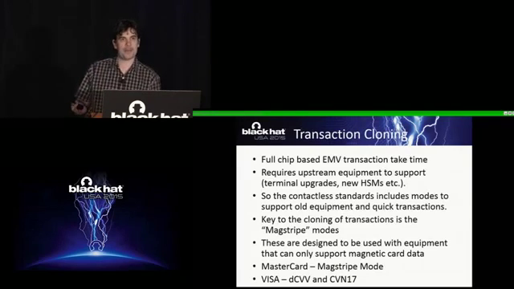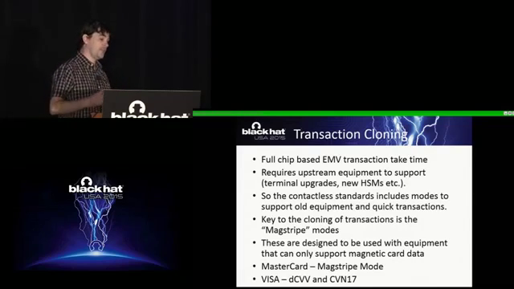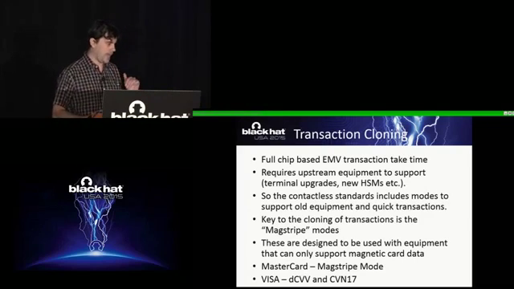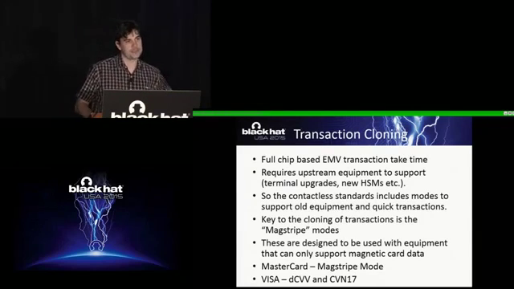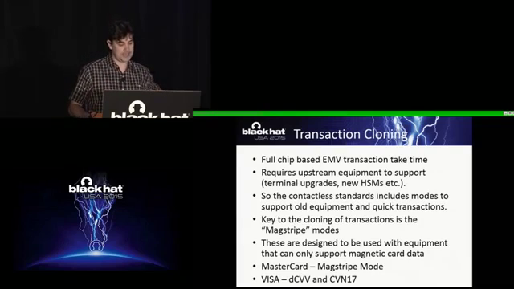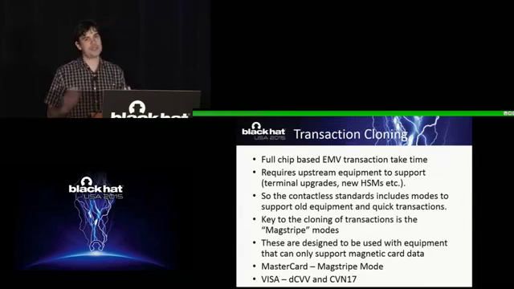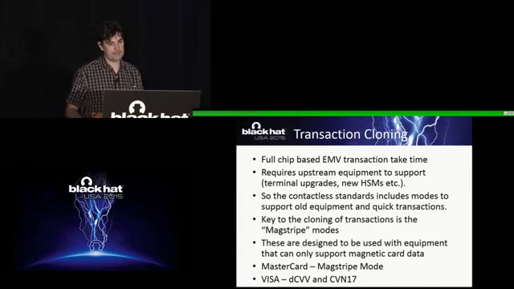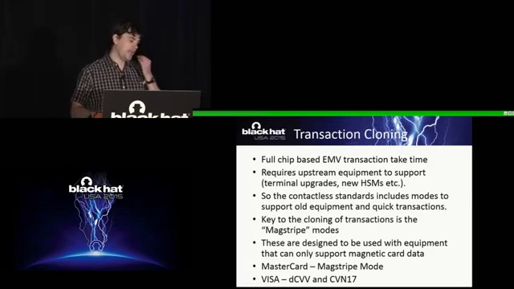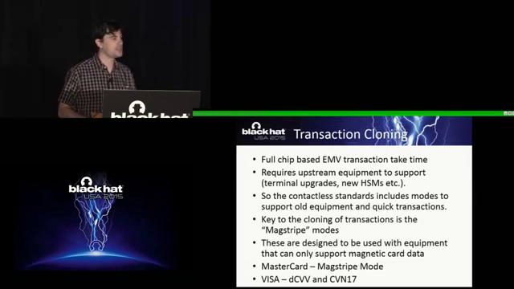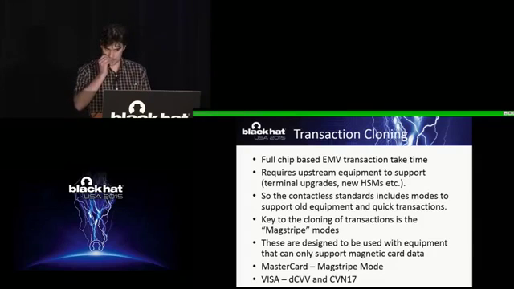But then I found a paper by Michael Rowland and a talk which discussed transaction cloning, and more specifically around how you can store and replay transactions from cards, and especially contactless cards. The reason behind this is because you need to have these legacy modes to support older networks and payment processes. And as such, MasterCard, Visa, the large companies have implemented these legacy modes to ensure that we can use our cards wherever without too much hassle.